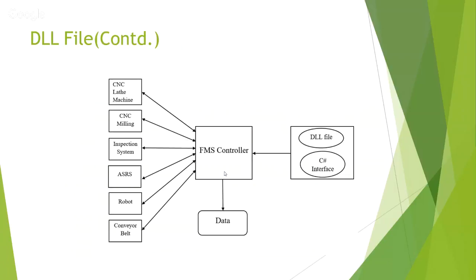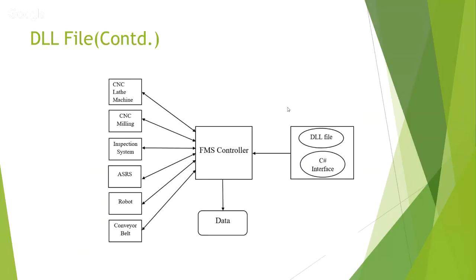As you see in this picture, the FMS controller communicates with all the components of the FMS system. Then, to extract the data, I use a DLL file with a C# interface. For the C# interface, I'm using Visual Studio 2017, which is C# and the .NET framework. By using these two components, the C# interface and the DLL file, I create a program, and when I run the program, the data is extracted.